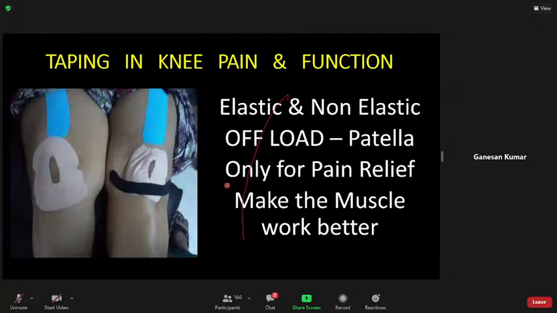This can be used as a temporary measure for patients to see if they can offload the patella and fire the muscles of the quadriceps a little bit more, so that there is some amount of pain relief and the patient can exercise.